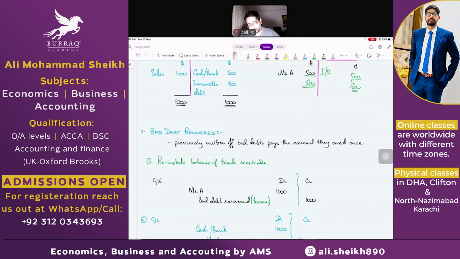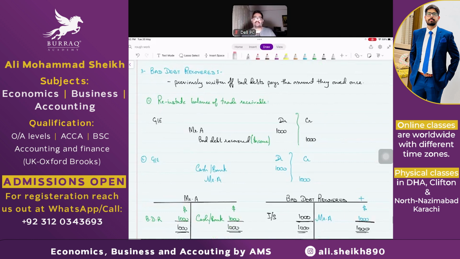Bad debt recovered is the opposite of irrecoverable debts or bad debts. In this scenario, previously written off receivables, the people who owed you before and had gone bankrupt, unable to pay you back, come back after a couple of years or months and pay off the amount they owed. So in this case, bad debt recovered becomes an income for the business.